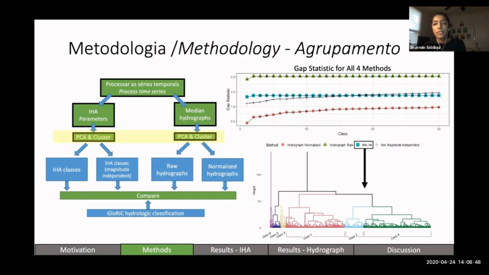The gap statistic values are shown for each of our data sets, converging to 6 classes for IHA magnitude independent, and then 7 when we did our normalized hydrographs. And then in our magnitude inclusive approaches, there was no convergence because of the large range of magnitude. So we also chose to separate these into 6 classes to maintain a parallel analysis.